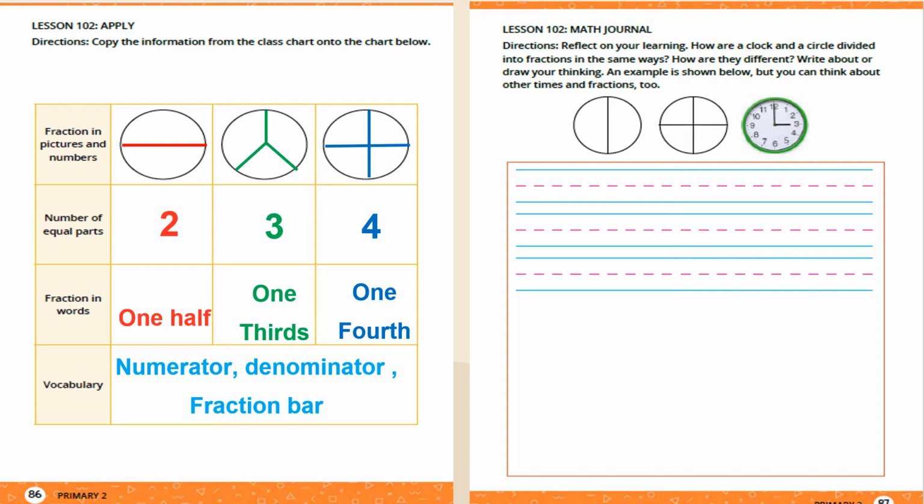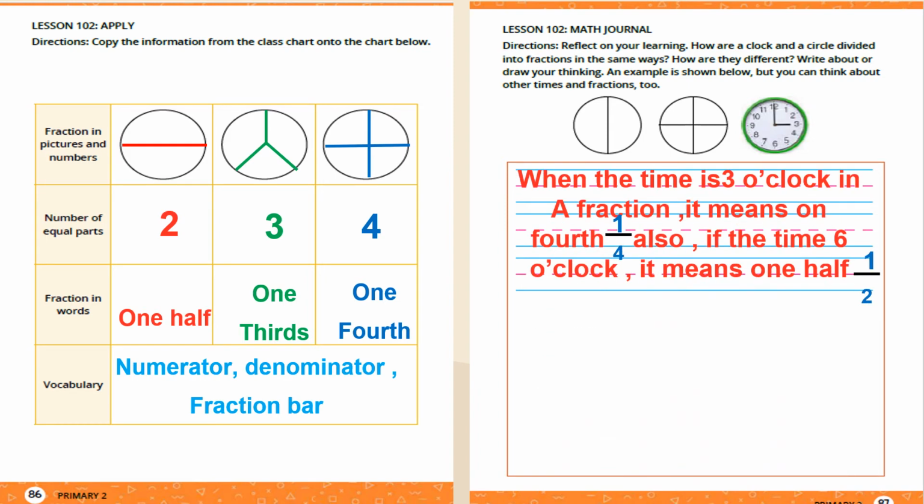So what can I do here? I have a circle divided into two parts, a circle divided into 1, 2, 3, 4, and a clock. So when the time is on 3, in a fraction it means 1/4, right? 1/4, quarter. Also, if the time is 6 o'clock, this means 1/2. When the clock is on 3, that means quarter. And when the clock is on 6, that means 1/2.